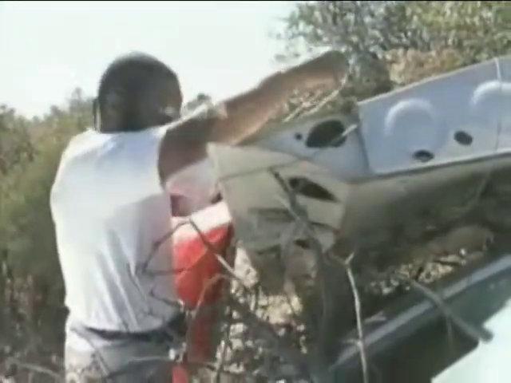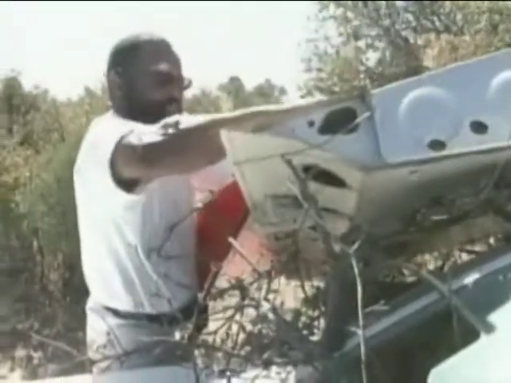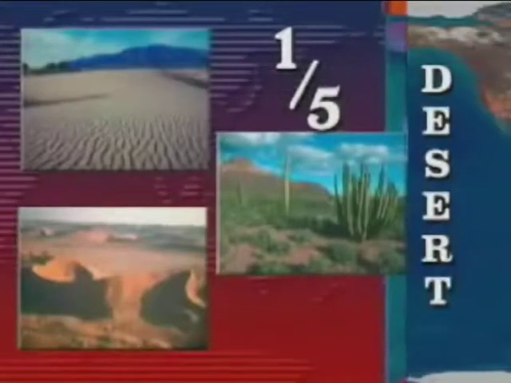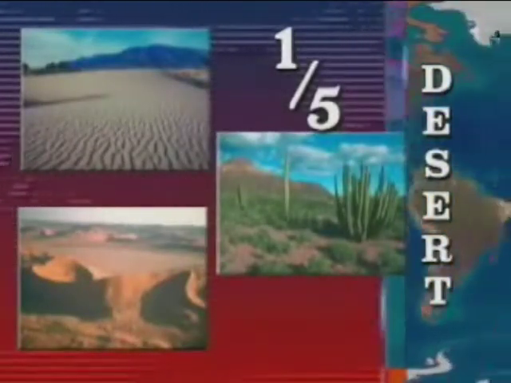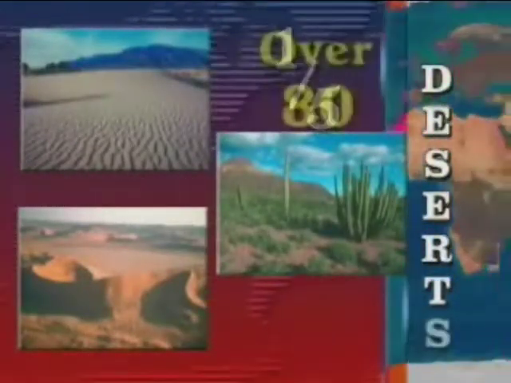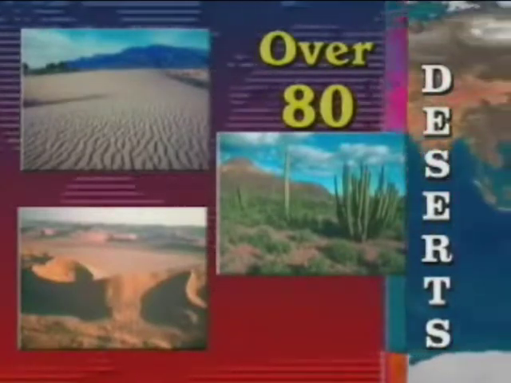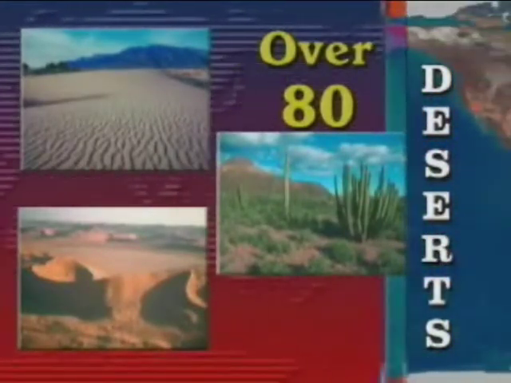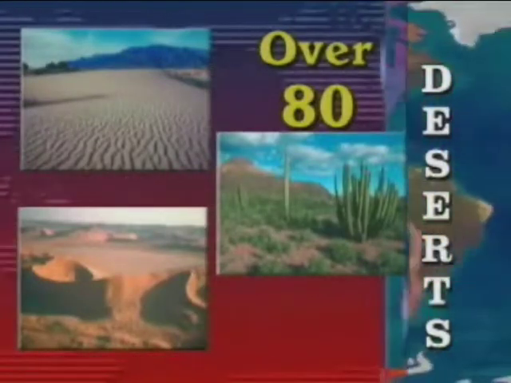Surviving hot land conditions requires special skills and knowledge. This program will acquaint you with survival techniques for the hot land environment. One fifth of the Earth's landmass is desert terrain. There are more than 80 named deserts on Earth, but we must not confine our perceptions of hot land environments only to desert terrain.